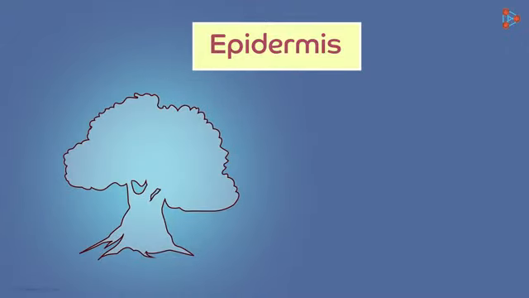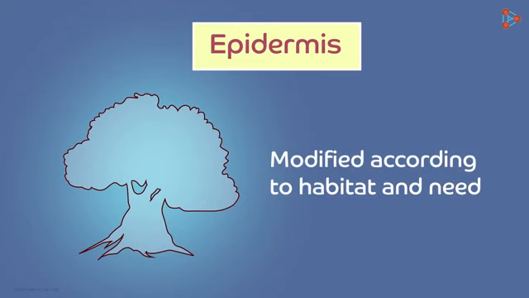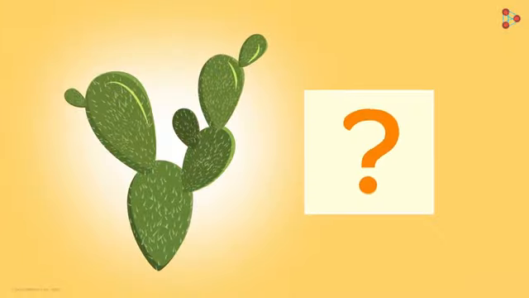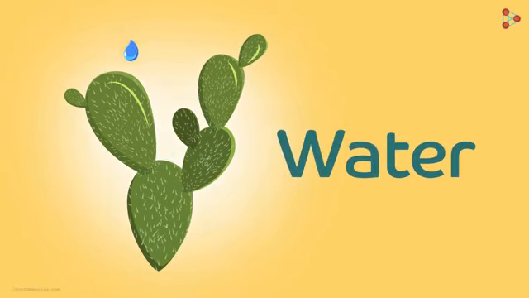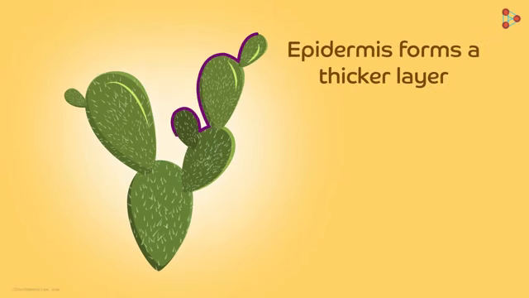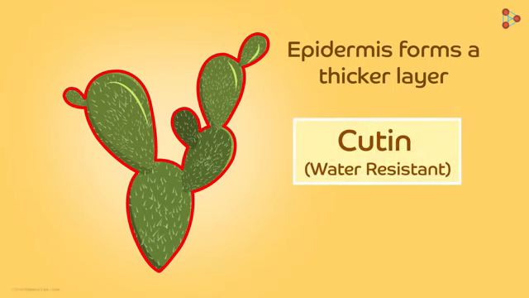So do you think all plants will have the same structure and same type of epidermis layer? Well, actually not. Epidermis gets modified depending upon the habitat and thus the plant's need. Let me ask you a question. What would plants growing in the dry habitat need the most? Yes, water. In case of such plants, the epidermis forms a thicker layer in order to prevent excessive water loss. In fact, plants growing in desert have a thick, waxy chemical called cutin in their epidermal cells, which prevents water loss to the maximum extent.